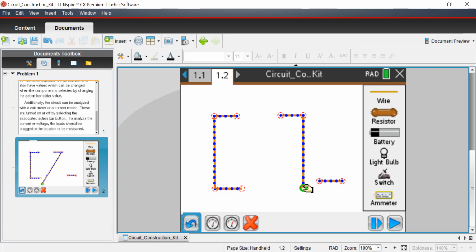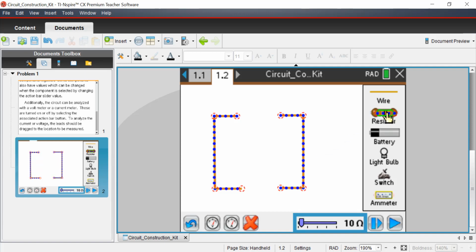All right, whoops, almost messed that one up. There we go. And I'm selecting and clicking. All right, so I've got 2 sides of my circuit built. And I think what I want to do now is add a resistor on one side. So we'll connect that resistor here.